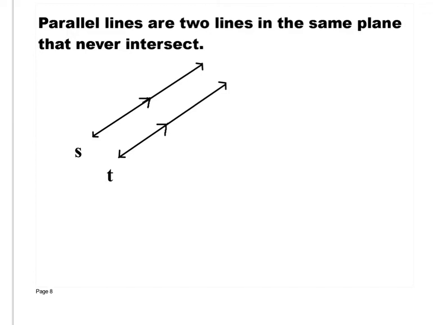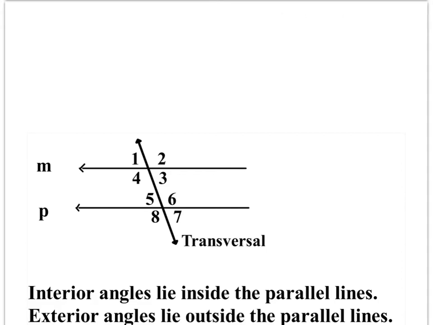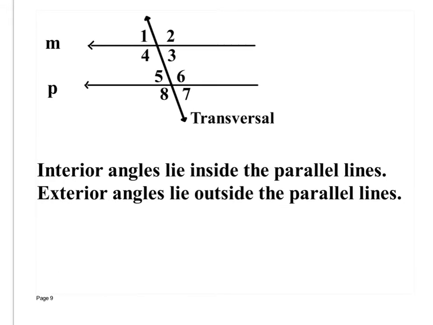Now, S and T are parallel lines, so they'll say line S is parallel to line T. They use two parallel lines in between the line names to show that they're parallel. So now you know what that looks like. Any questions? No. All right, you need to write this down.